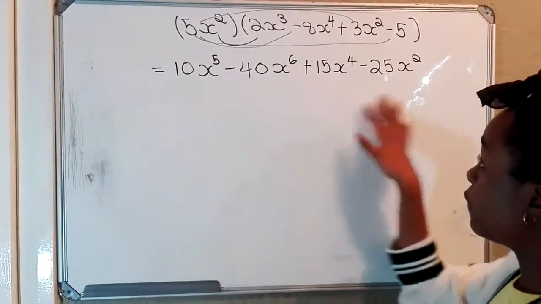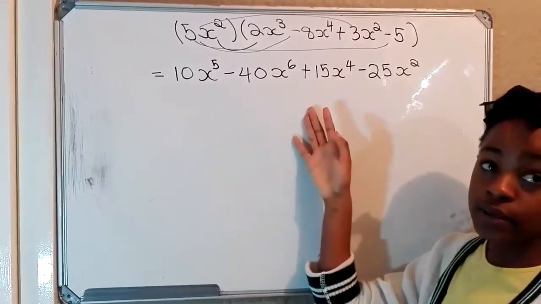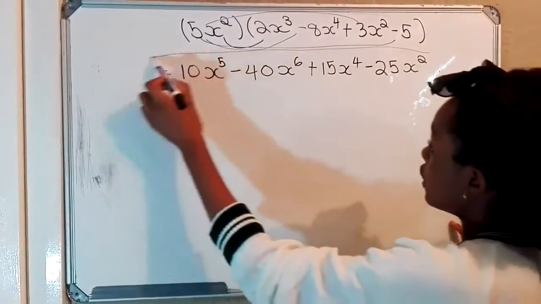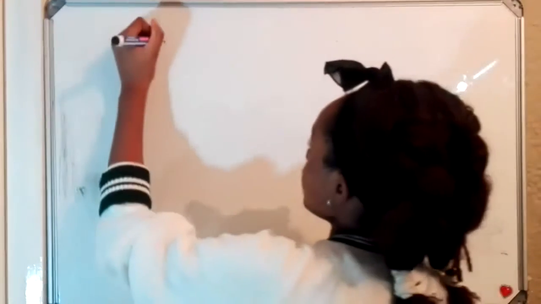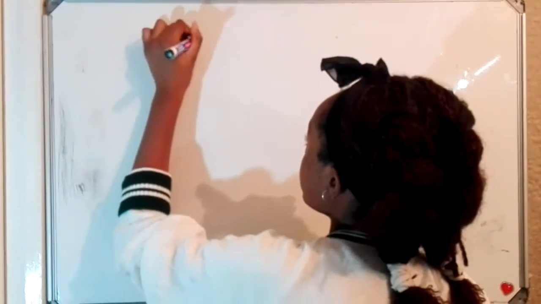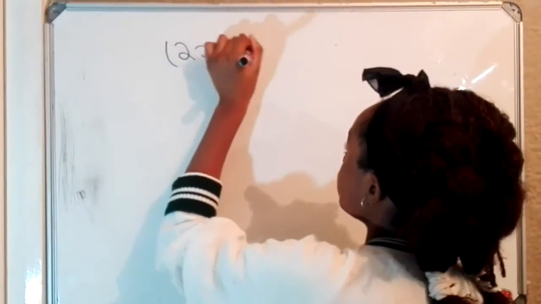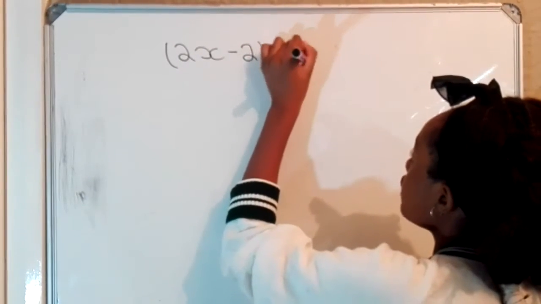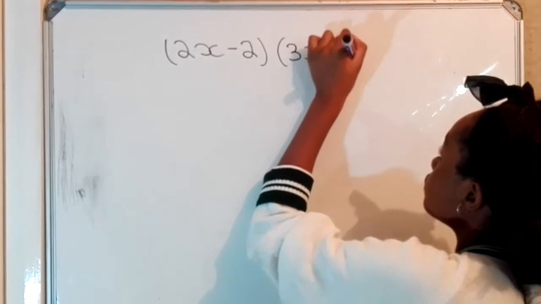And we have 5x squared times minus 5. 5 times minus 5 gives you an answer of minus 25, and we have x squared. We can't do anything further because we don't have like terms. So this is our final answer, guys. And say we have 2x minus 2 in brackets, and 3x plus 4.